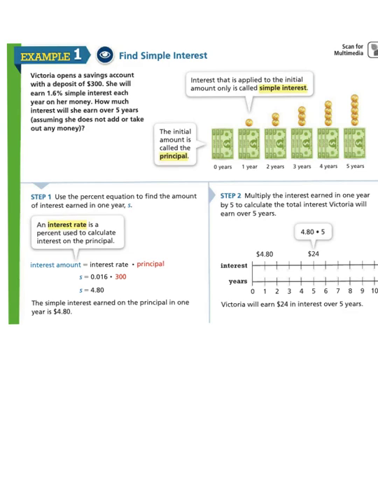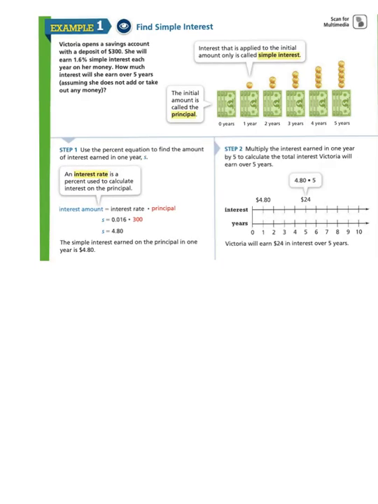So, here's what we have to do. First, I want you to look at the image that they give us. We're going to go back to using that percent equation to find the interest. We're going to use this equation, which is much like the equation we've been using for the past week or so. We need to find the interest amount. In order to find the interest amount, we need to take the interest rate times the principal.